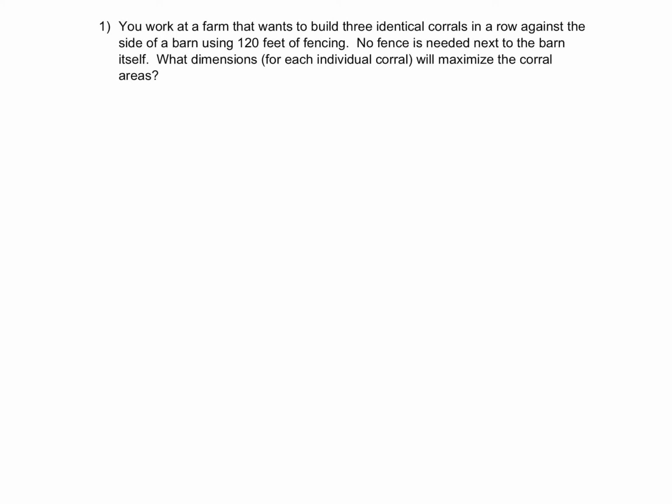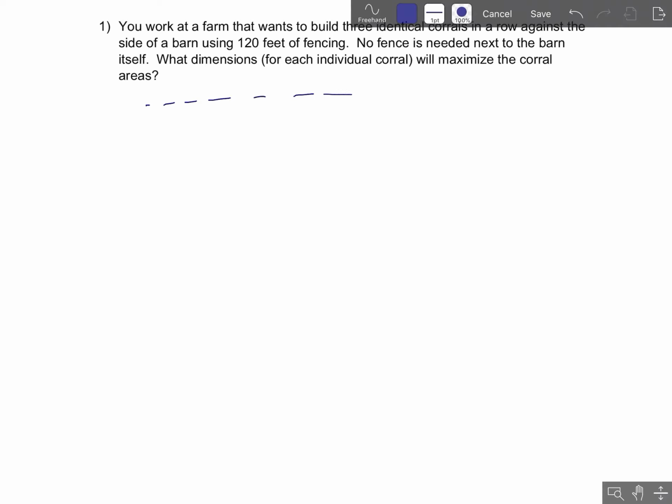It says you work at a farm that wants to build 3 identical corrals in a row against the side of a barn using 120 feet of fencing. No fence is needed next to the barn itself. What dimensions for each individual corral will maximize the corral areas? So here I'll sketch a picture because I think that's usually helpful in these problems.